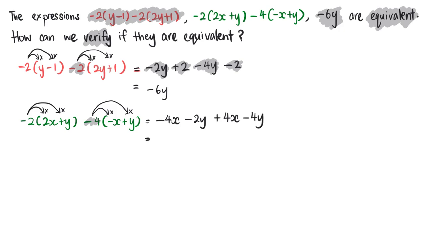And when I simplify the like terms, negative 4x and positive 4x will make 0. And when I look at negative 2y and negative 4y, they will give me negative 6y. And yes, the green color expression and negative 6y are also equivalent, and therefore all three expressions are indeed equivalent.